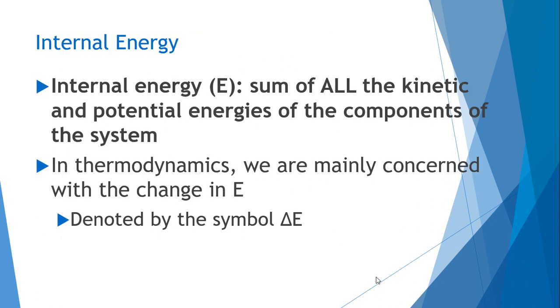Now, speaking of energy, we're going to look at something called internal energy, which we denote as E. Internal energy is the sum of both the kinetic and potential energies within a system. However, in thermodynamics and thermochemistry, we are mainly concerned with the change in internal energy. So we usually denote change using the Greek letter delta, which is a triangle that means change in the energy.